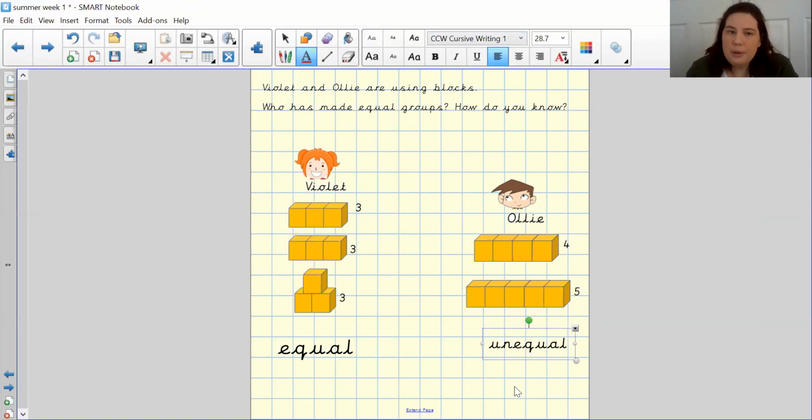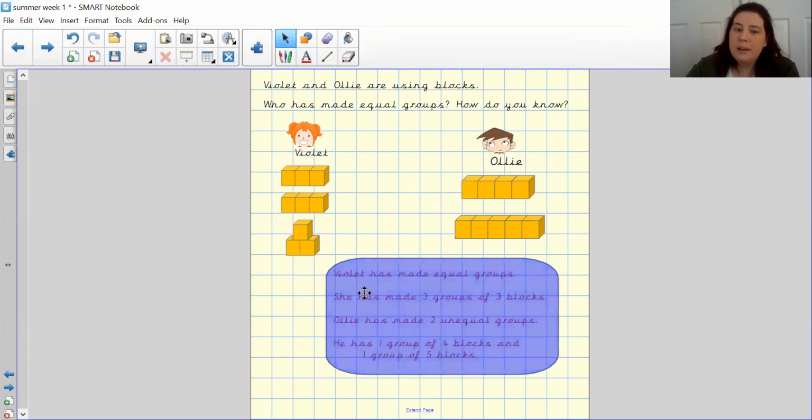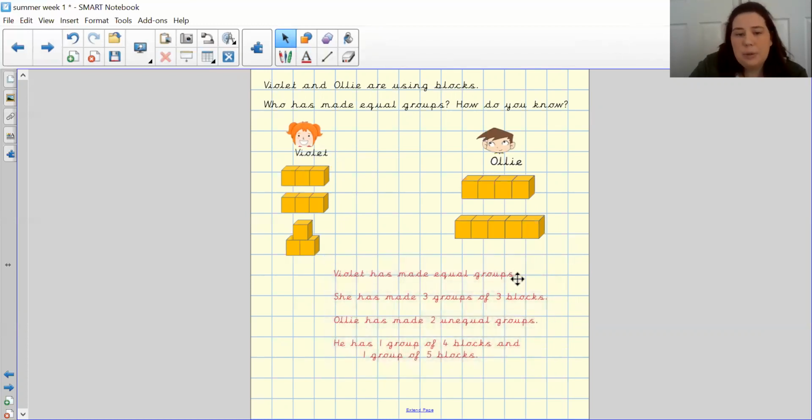So we know that Violet has equal groups, and we know this because each of her groups has 3. So I'm just going to go through at the bottom here. Violet has made equal groups. She has made 3 groups of 3 blocks. Ollie has made 2 unequal groups. He has 1 group of 4 blocks and 1 group of 5 blocks. So well done if you solved that at home.